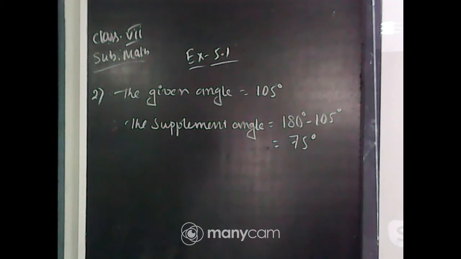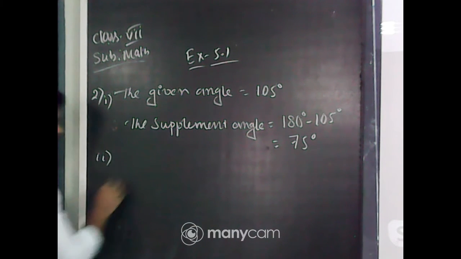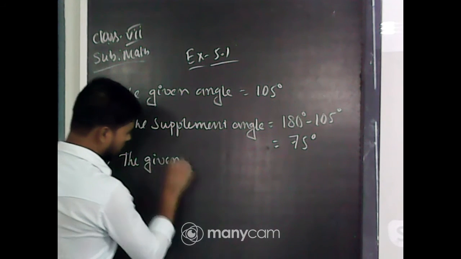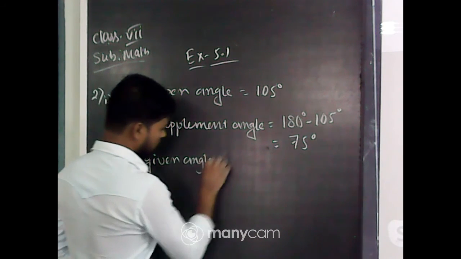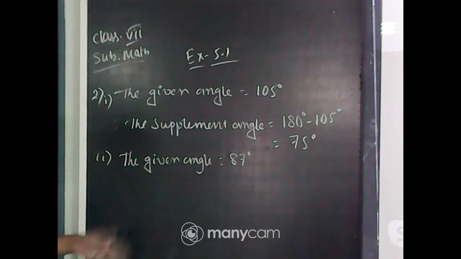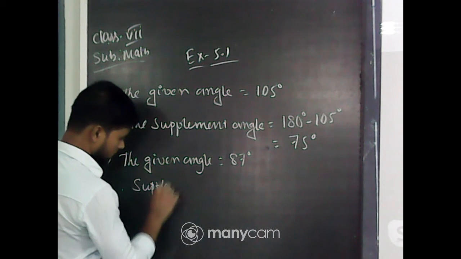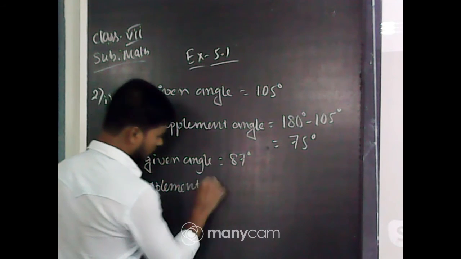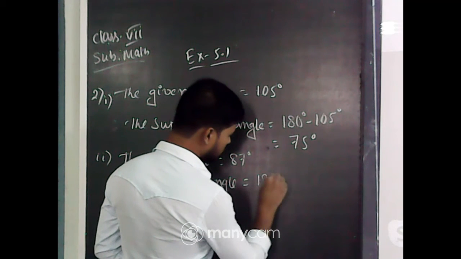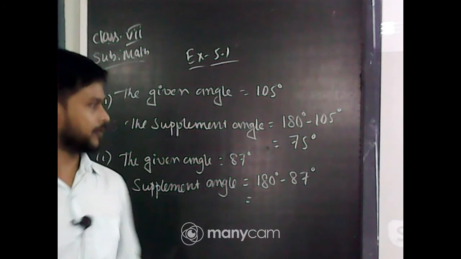Question number 2, 87 degrees. That was 1, now 2. What is the given angle? The given angle is equal to 87 degrees. We have to find the supplementary angle of this. So the supplementary angle is equal to 180 degrees minus 87 degrees. Now subtract it, you will have the answer.